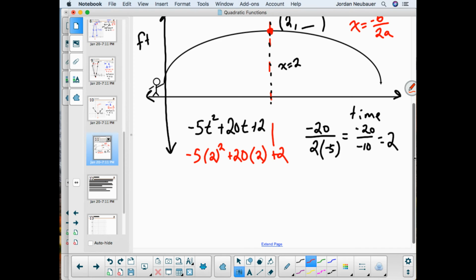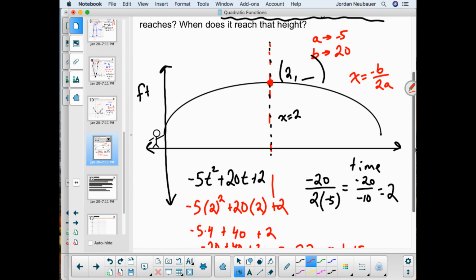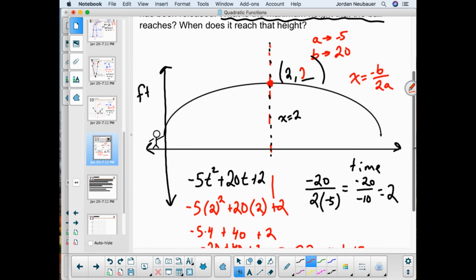Do the math of this. 2 squared is 4. 4 multiplied by negative 5 plus 40 plus 2. So this is negative 20 plus 40 plus 2. That's going to be, if I do my math in my head correctly, 22 feet. Actually, I think we're dealing with meters. 22 meters. So after 2 seconds, the ball will be 22 meters in the air.